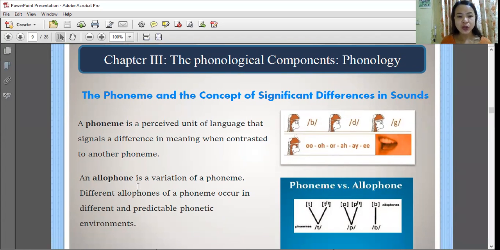So let's go to the next, the allophone. It's a variation of the phoneme. Allophones of a phoneme occur in different or predictable phonetic environments. Like here, the phoneme versus the allophone. Here is the phoneme, and here is the allophone. Like the phoneme is "ta", and in the allophone we divide into "ta" and "sh", and here "pa" we divide into also in allophone "pa" and "fer", and here "ba".